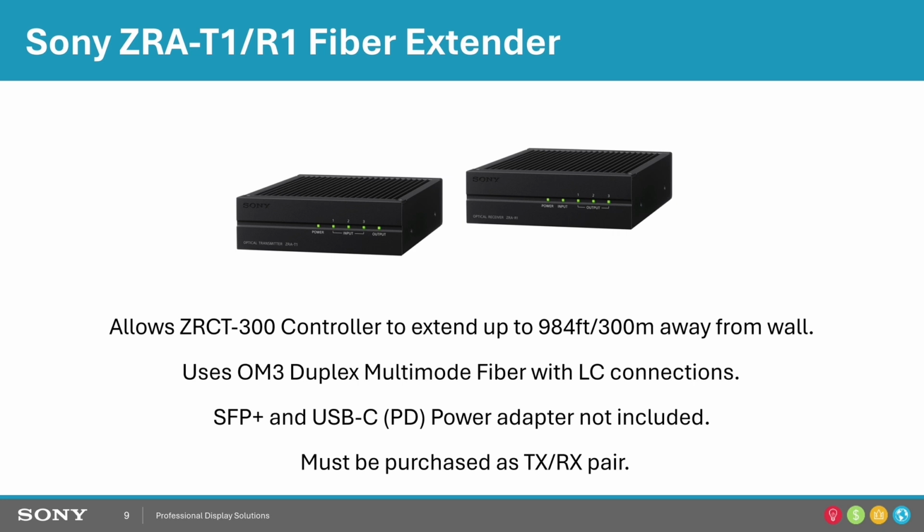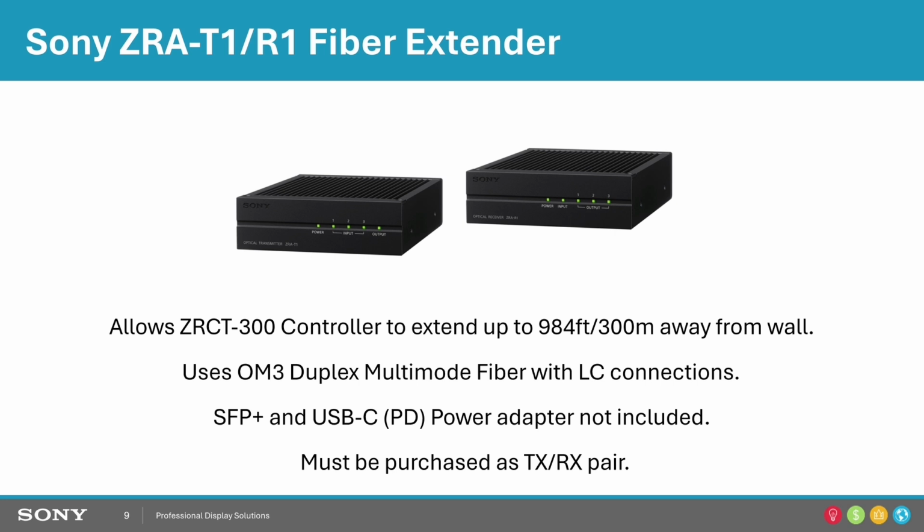These boxes use OM3 duplex multi-mode fiber with LC connections, and it's a pair, so you've got two strands per box, and that's per transmitter receiver pair. It also takes some SFP plus and USB-C power adapters. These are not included in the product. You'll have to spec these yourself. We can give you ideas of what we've used before and what works, but it doesn't come in the box.